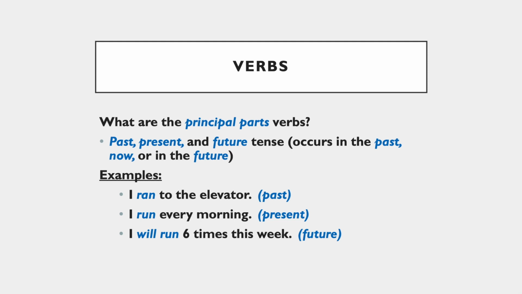What are the principal parts of verbs? Past, present, and future tense. Past tense means it occurs in the past. Present tense means it occurs now. Future tense means it occurs in the future. Here's an example. Here's 3 examples.